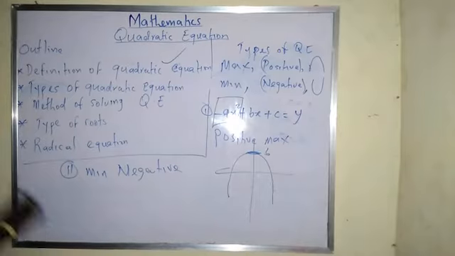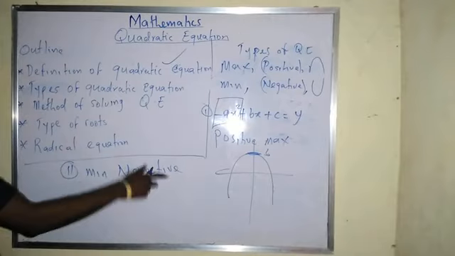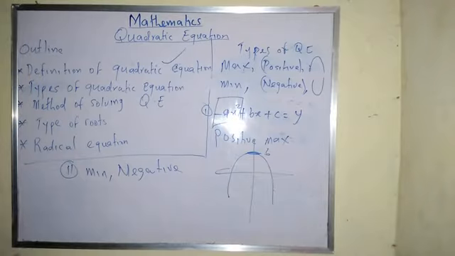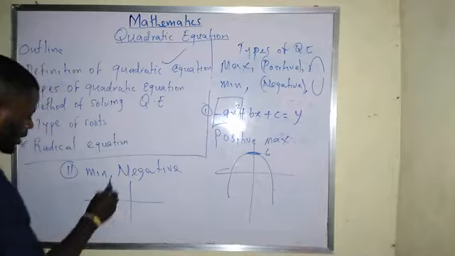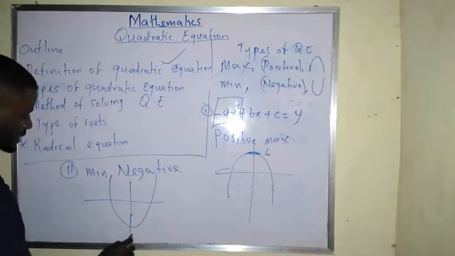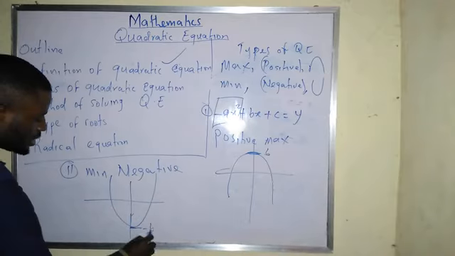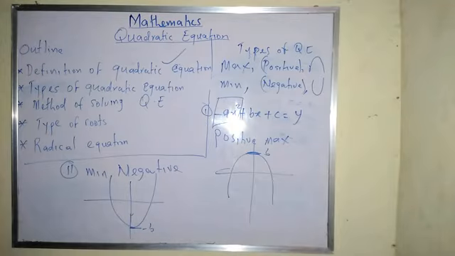Okay. Now, this is minimum, or we call it negative, any of the two. Now, when you plot your graph here, it will surely come this way. It will be on this part. It means minus what? B. Now, that is what we are just trying to do here.